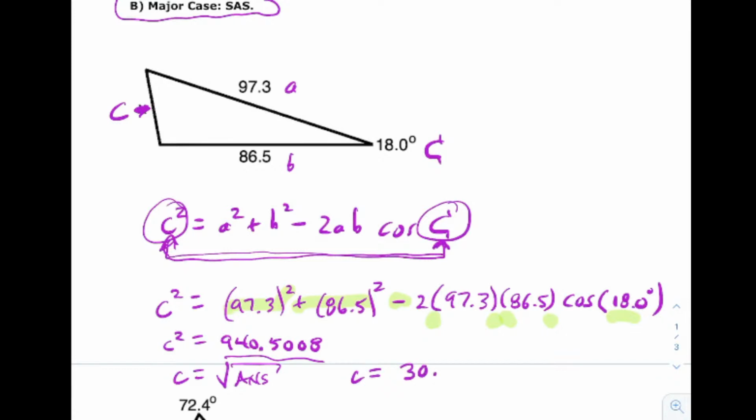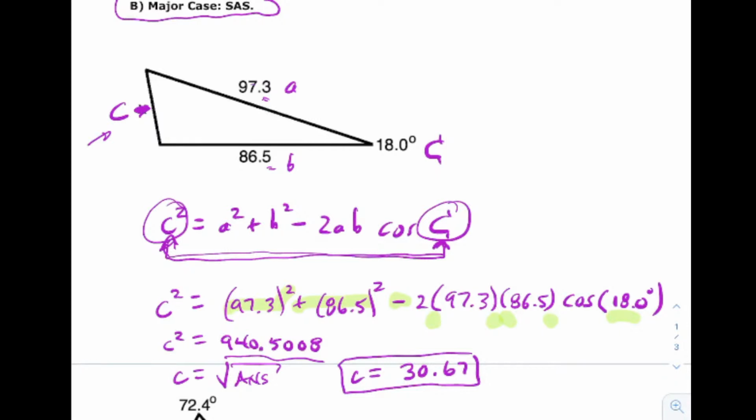30 point, let's see, they gave me 1 decimal place. I'm going to go with 2 decimal places. I like to go a little bit further than they did. 30.67. And that seems realistic, doesn't it? If that's 97, that's 86, that's got to be something a lot shrimpier. So yeah, 30-ish or so. I can dig it.